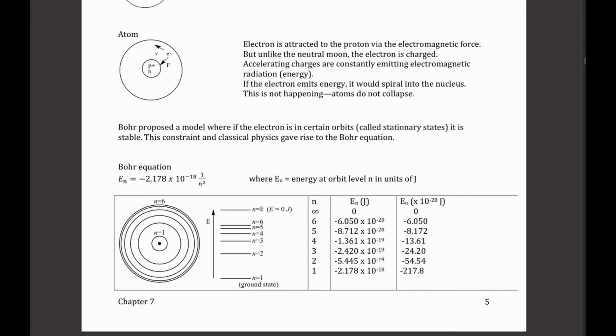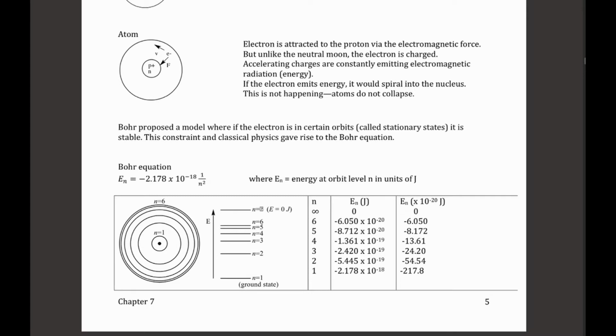Okay, now, if we put n equals 1 into our Bohr equation, we get the energy of that electron in that orbit to be negative 2.178 times 10 to the minus 18 joules. If we put it in the n equals 2 level, then we take that negative 2.178 times 10 to the minus 18 and divide it by 2 squared, and we get negative 5.445 times 10 to the minus 19.